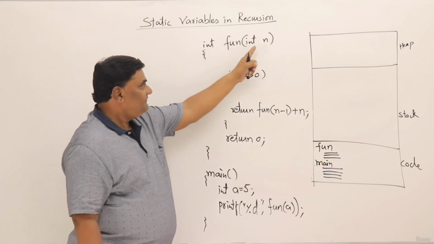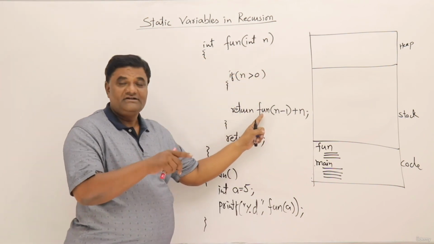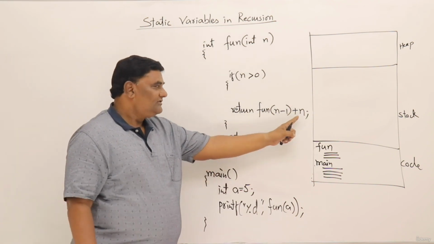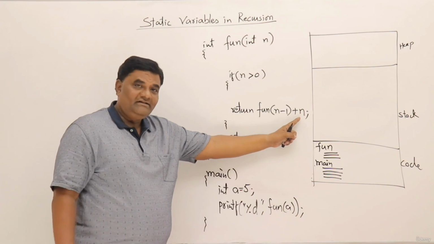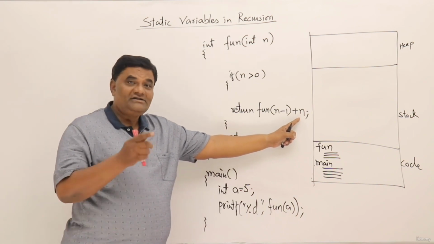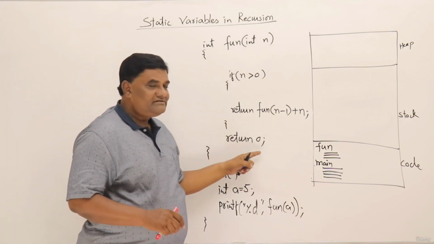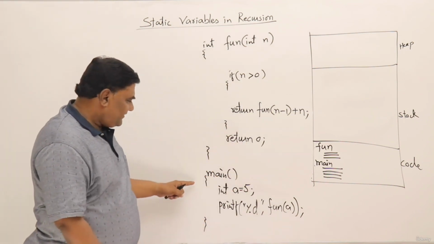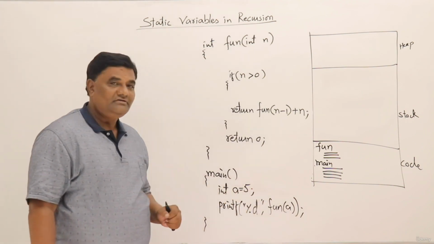See, there is a function fun which takes parameter n. If the n value is greater than 0, then it will call itself with a decreased value of n and also add n. So when this plus n is done, is it at calling time or returning time? It is done at returning time. Then if the value of n is 0, it returns 0. And from the main function, this function is called by passing a, that is 5.